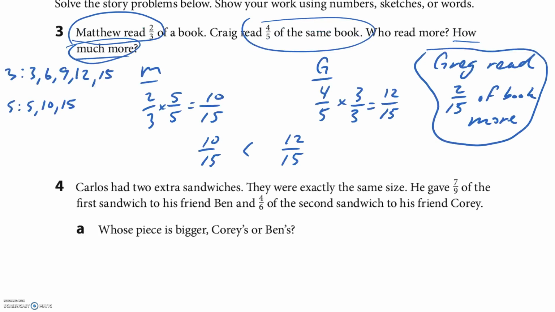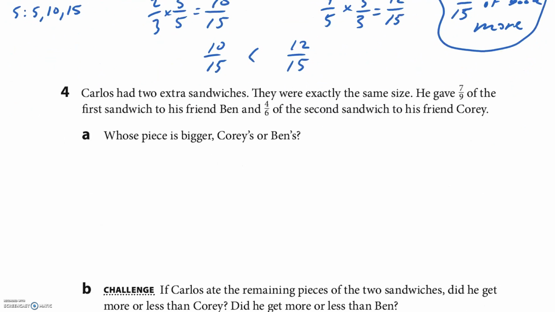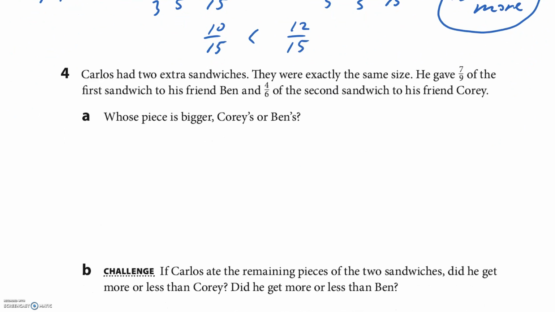There's a challenge on here too for us. So Carlos had 2 extra sandwiches. They were exactly the same size. This is the weird one, right? Exactly the same size. He gave 7/9 of the first sandwich to his friend Ben, and 4/6 of the second sandwich to his friend Corey. I think they've had to share sandwiches before with this guy. Whose piece is bigger, Corey or Ben?